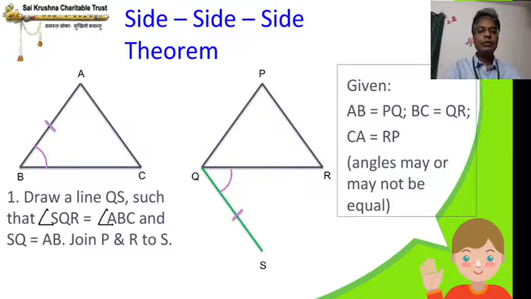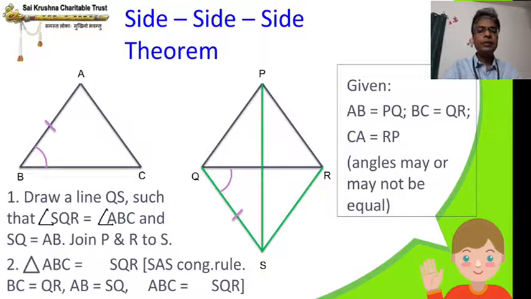So now what has happened? First part we have seen, that is angle SQR equal to angle ABC, and then side QS equal to side BA, or SQ equal to AB. Now the next part of this same step number 1: join P and R to S, that is PS and RS. Let us put two lines. So the first step we have completed.